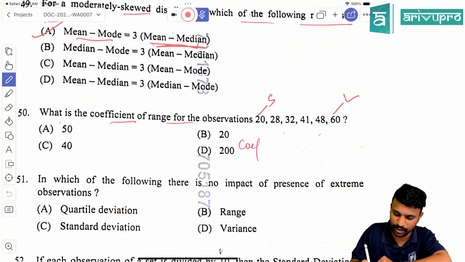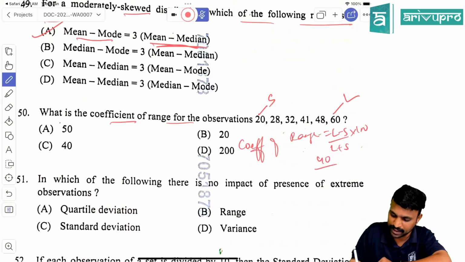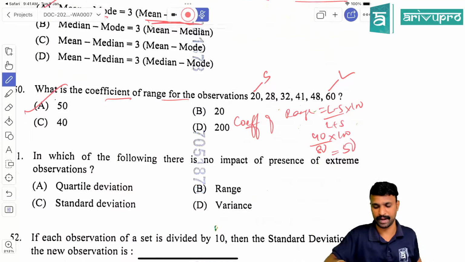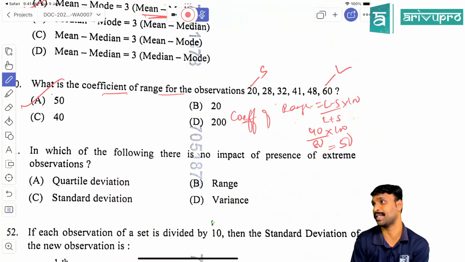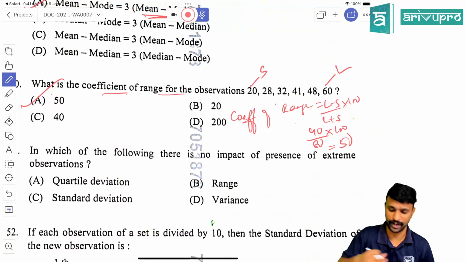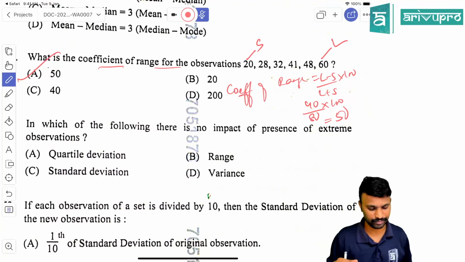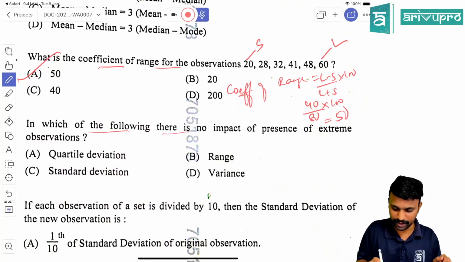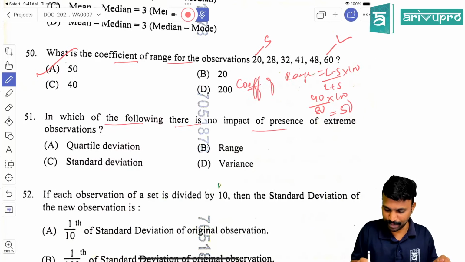So coefficient of range is L minus S divided by L plus S, into 100. So 60 minus 20 is 40. 60 plus 20 is 80, into 100. So it's 1 by 2 into 100, which is 50. So option A is the right answer. Highest minus lowest divided by highest plus lowest. 60 minus 20, 40. 60 plus 20, 80. So which is 50.